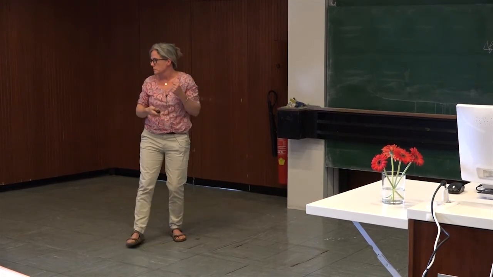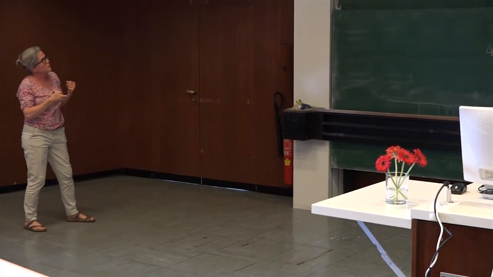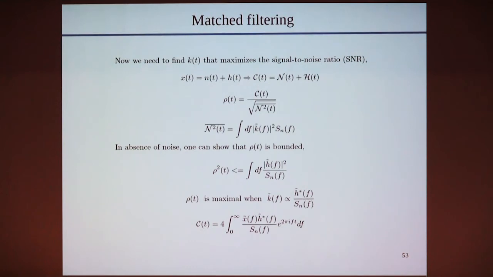Can you say again what is Sn? So x is the signal that you see, right? Yes. X tilde is the Fourier transform. Yes. H is the expected signal. Yes. But what is Sn? Sn is the noise power spectrum.